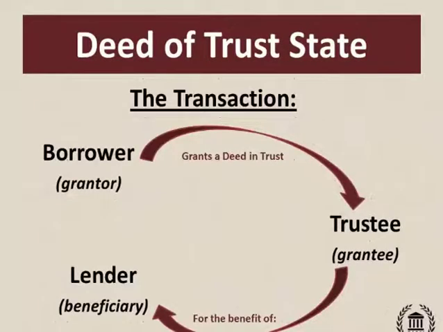In a deed of trust state, it's a three-party transaction. So we have the borrower, who's also the grantor, grants a deed in trust to the public trustee, and those of you in California, Texas, private trustee, for the benefit of a lender. It's really, in essence, a trust arrangement. So it says the grantor deeds to the grantee, the public trustee, for the benefit of the lender. That's like a basic trust, like a living trust.